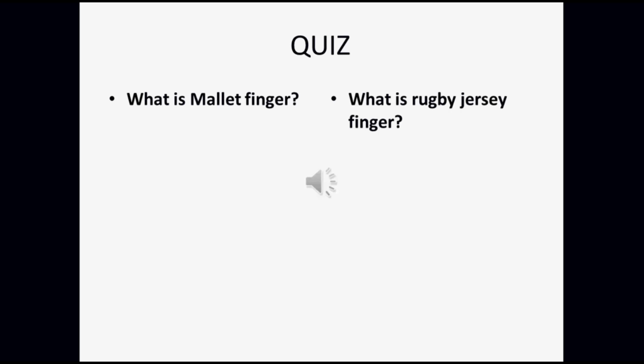Quiz. What is mallet finger? What is rugby jersey finger?